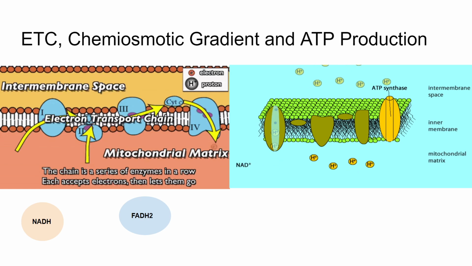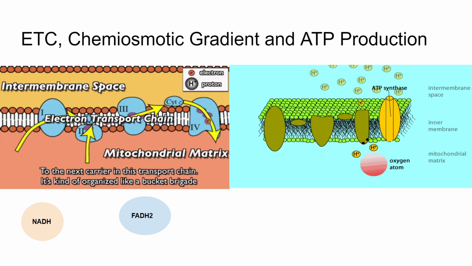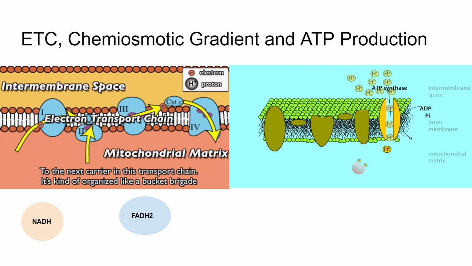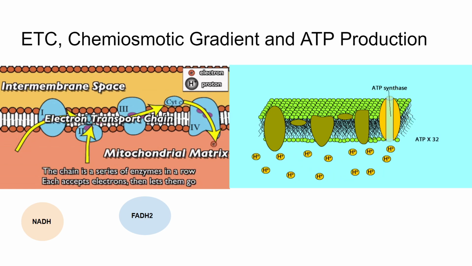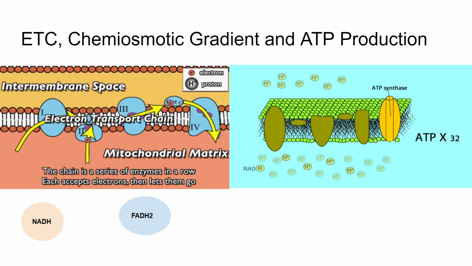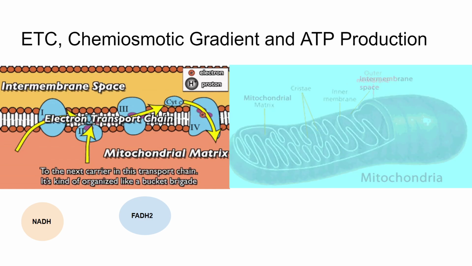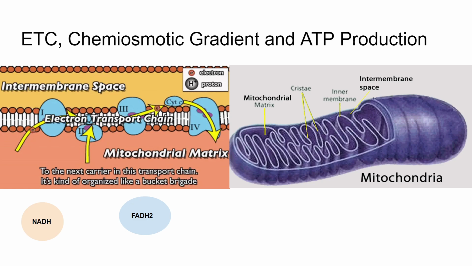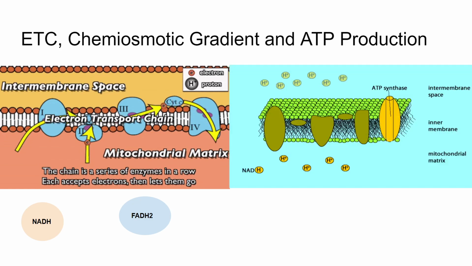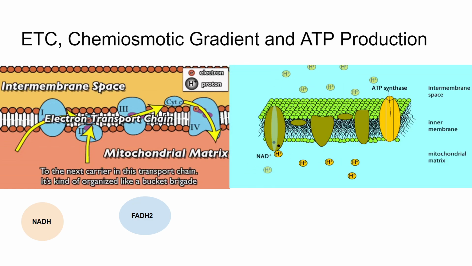FADH2 electrons are at a lower energy level and FADH2 is not as good at donating electrons as NADH, so they transfer their electrons to complex 2, which does not pump protons outside of the membrane. As electrons are transferred, they release energy, and some of that energy is used to pump protons into the intermembrane space, which establishes an electrochemical gradient.